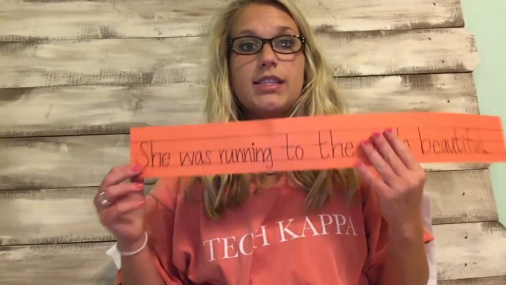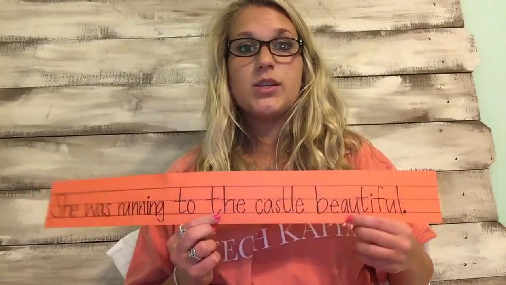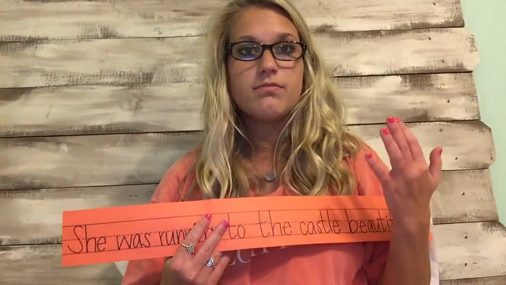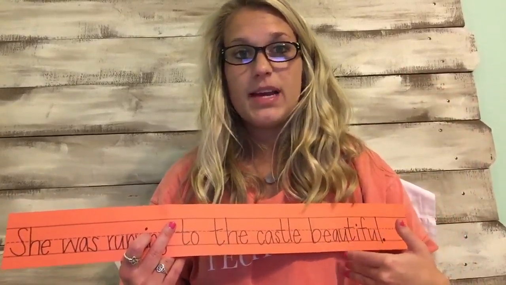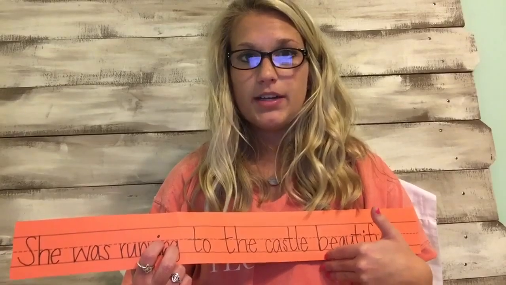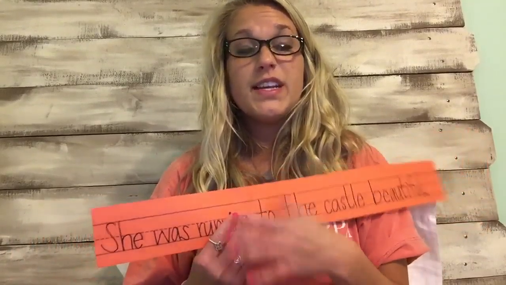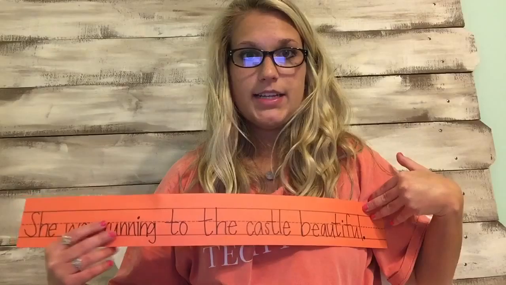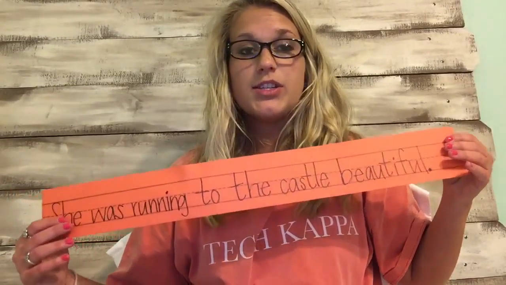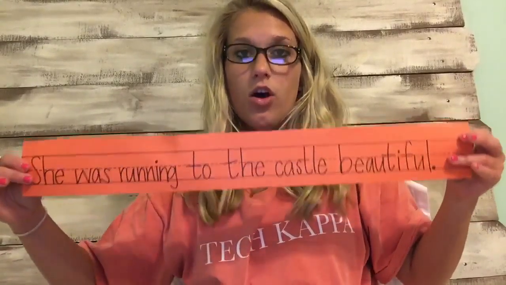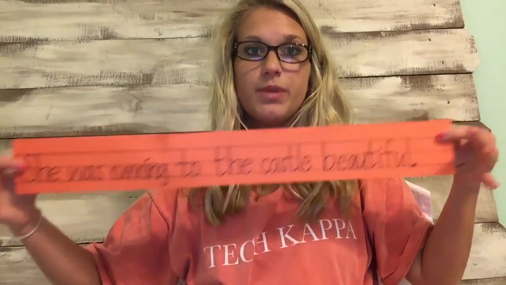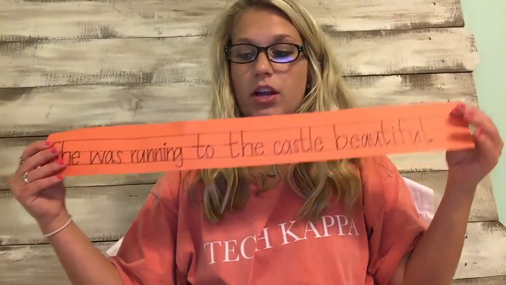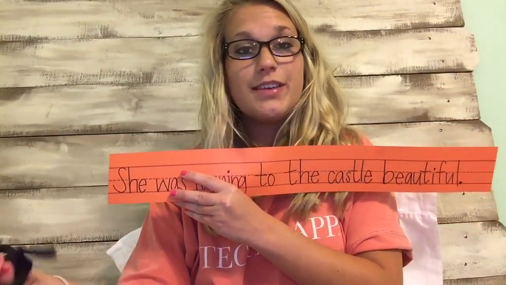So in this sentence, we have, she was running to the castle beautiful. Now we know as English speakers that this doesn't make sense. But to a Spanish speaker, this makes sense because this is how they say it in Spanish. So we have identified the problematic sentence because it doesn't make sense. Then what you want to do is write it on a sentence strip. So this is what I've done, and you would do this with a student. And then you get scissors and you perform surgery.